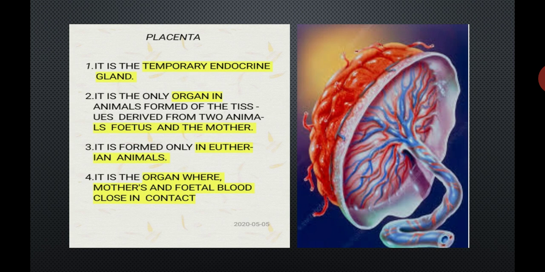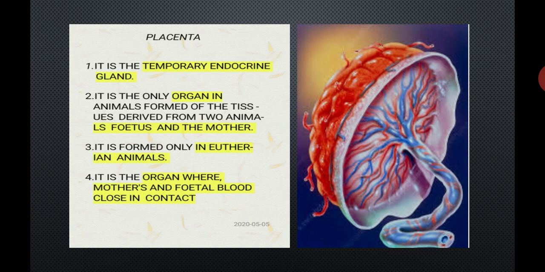So take a brief idea about the placenta once again. Placenta is a temporary organ which is seen only in eutherian animals. Eutherian animals are also called placental mammals. Placenta is the only organ in animals formed of tissue derived from two animals, a fetus and a mother. Further, placenta is the organ where the mother's blood comes in contact with the fetal blood. This placenta is a temporary endocrine gland because it secretes three hormones: estrogen, progesterone and HCG.